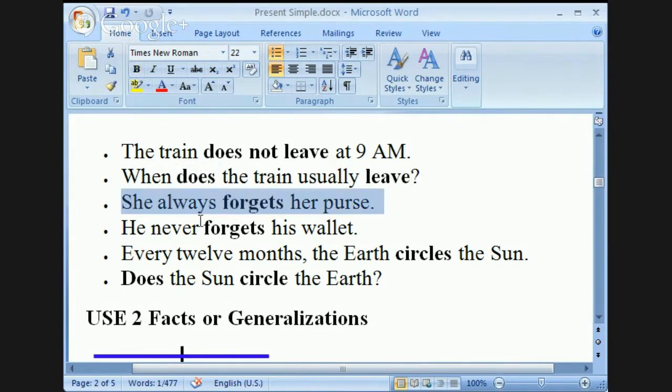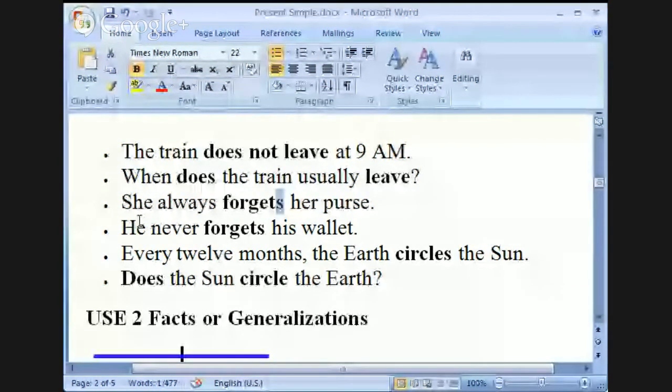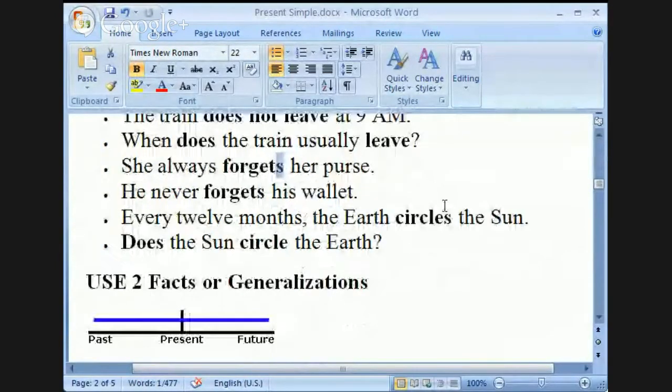And notice the next example, kind of a negative. She always forgets her purse. Notice the use of the adverb always. And in the next sentence, never. He never forgets his wallet. Also notice, of course, we have third person with she and he in these two sentences, so we add the S. That is called subject-verb agreement. It's very important in English, very important in speaking, but really important in writing as well.